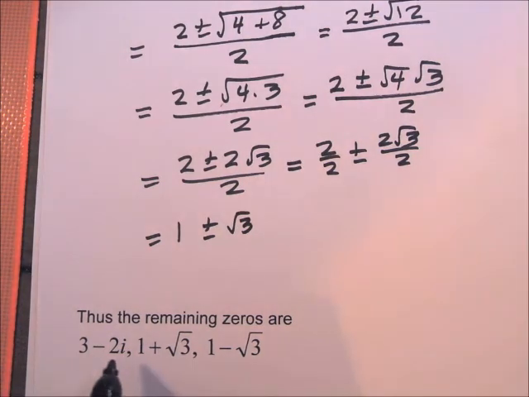So the remaining zeros, we already said that 3 minus 2i is a 0, and additionally we have 1 plus root 3 and 1 minus root 3.